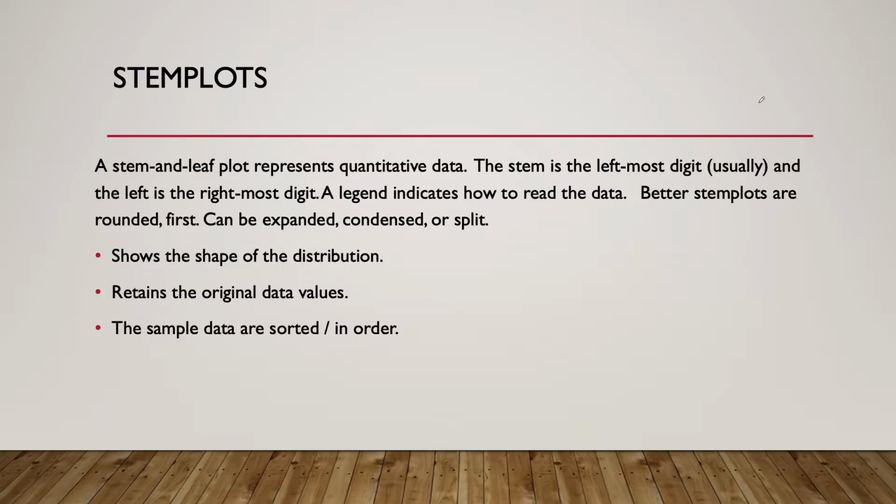A stem plot, or stem and leaf plot, represents quantitative data. The stem is usually all but the rightmost digit, and the leaf is the rightmost digit. A legend indicates how to read the data, and better stem plots are rounded first. We can expand them, condense them, or split them. It shows the shape of the distribution, for the most part retains the original data values, and the sample data are sorted and in order.